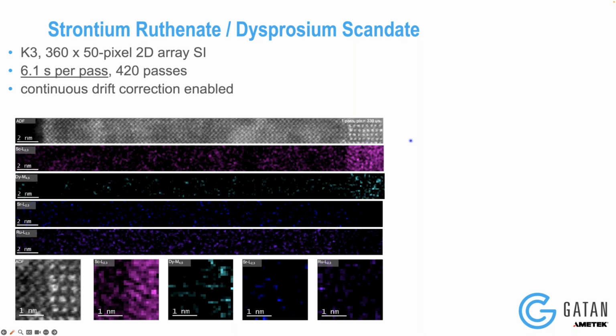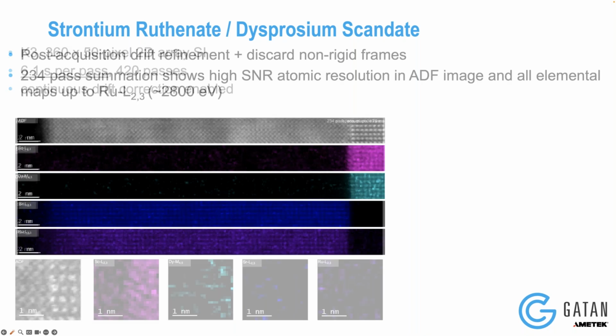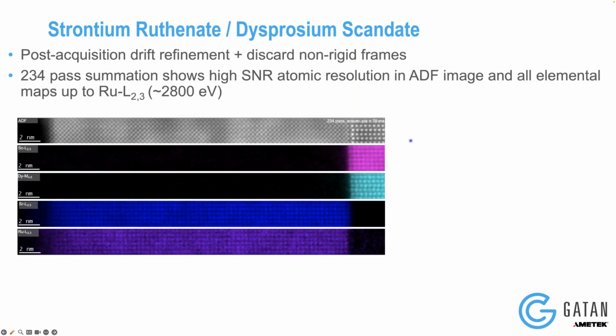Where things get interesting here is when we do the summation. So we have the time series. The first thing that is done is a post-acquisition drift refinement. I can also then discard non-rigid frames. Doing these two things left me with 234 passes.